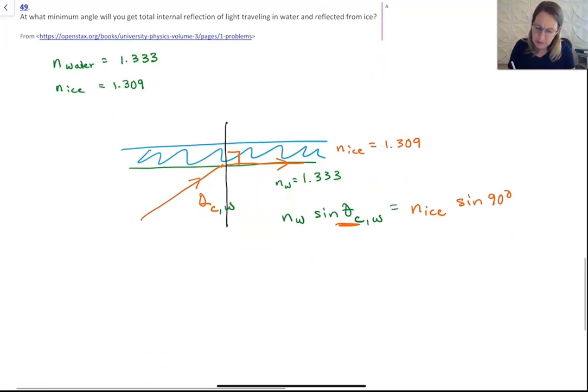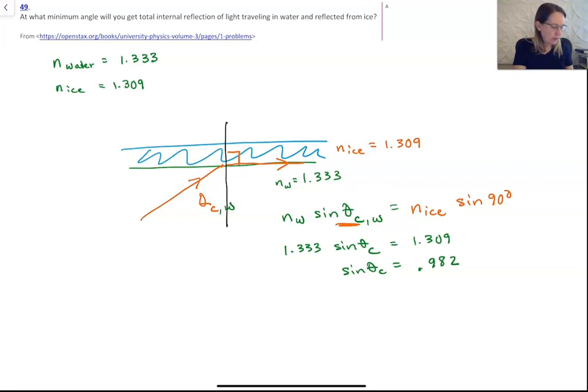So if we put these numbers in, we just have 1.333 times sine of this critical angle is equal to 1.309 times 1. And so sine of the critical angle is 1.309 divided by 1.333, which equals 0.982, and so if we take the arc sine of that, that gives us a critical angle of 79 degrees.